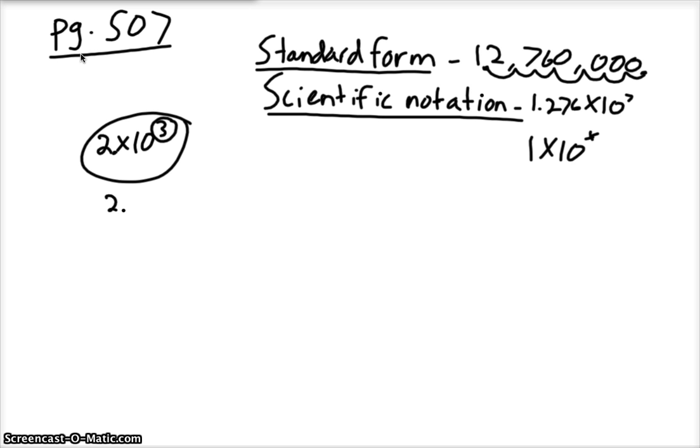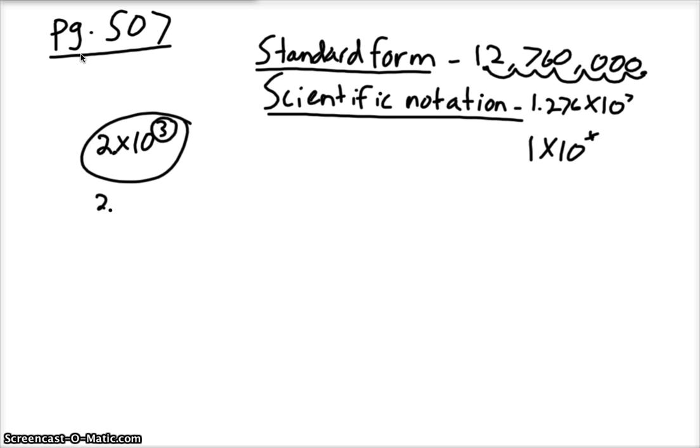And just to make you think, are we going left or are we going right? Think about, is this number a pretty big number or a smaller number? When I think 2 times 10 to the 3rd power, it's going to be bigger than just 2. So I'm not going to be moving left, because that would make the number smaller. So we need to move our decimal place 3 places to the right. That's going to make our number bigger.